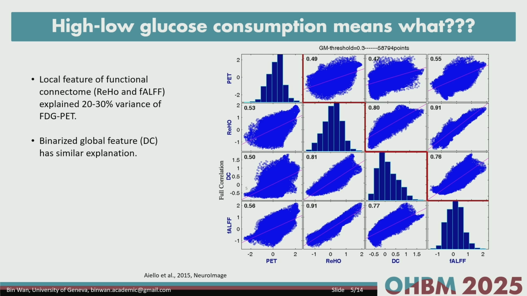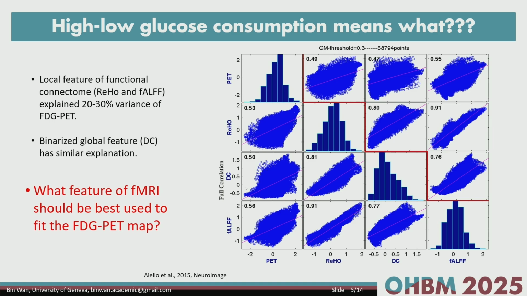Some previous studies used topological metrics, such as regional homogeneity, local activities, degree centrality, and fALFF. They found all these metrics can explain 20 to 30% of the variance of the PET-FDG. This is a moderate correlation, but we want to understand more what kind of feature of fMRI is best to use to fit the FDG map. If we jump out of the topological graph of the functional connectome, what can we do?